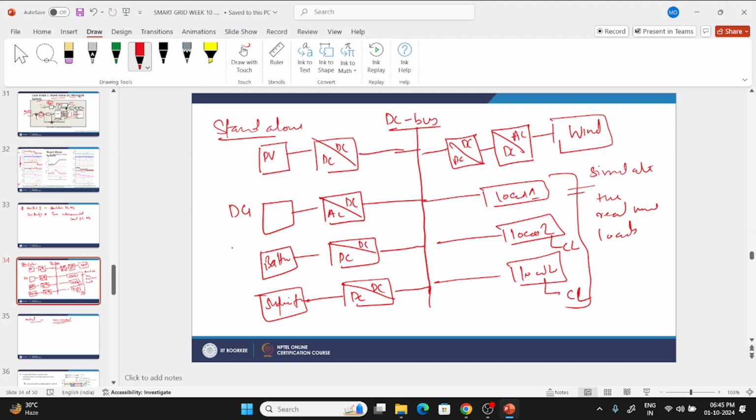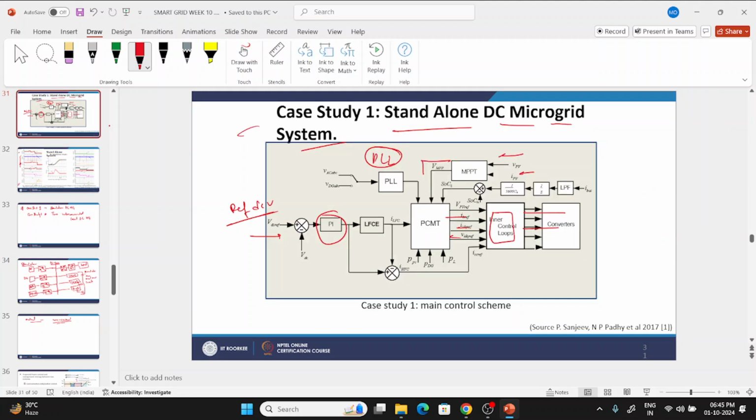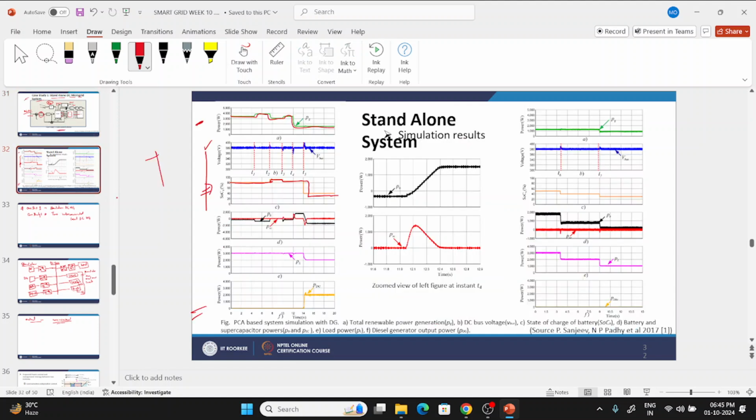So this is a structure of a DC microgrid. Okay. So based on that, I have talked about the case study. So this is the main control scheme. Based on that, the variations in the DC bus voltage are shown over here after implementing this structure.